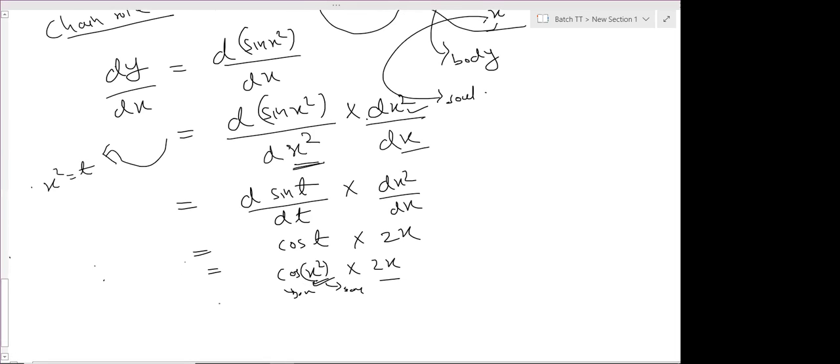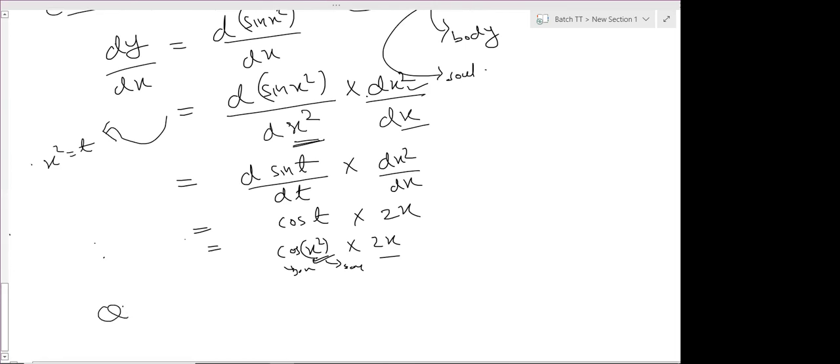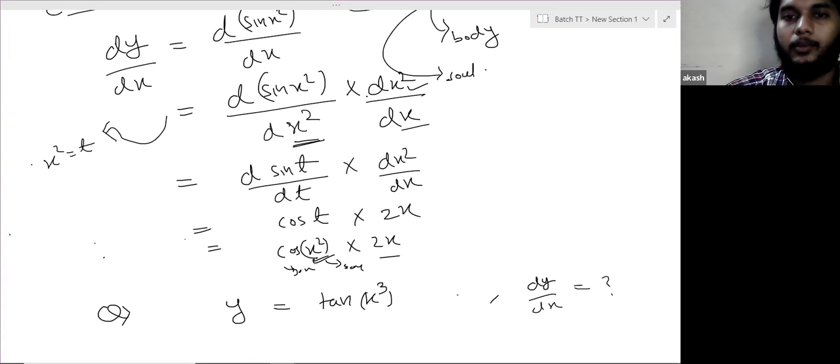All right, solve this question then. y equals tan of x cube. You have to find dy by dx. 2 minutes for this. And please do this stepwise. Don't try to rush with this. First few questions at least do with the steps, then we can skip the steps.